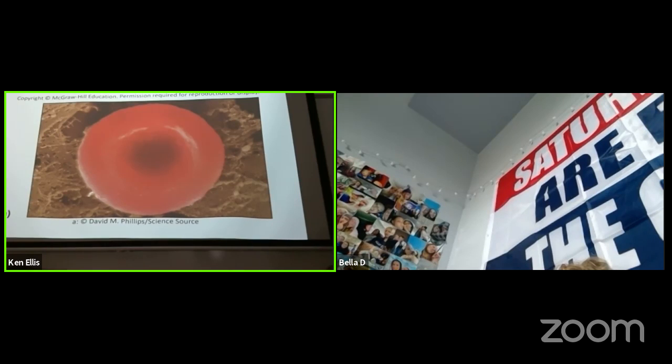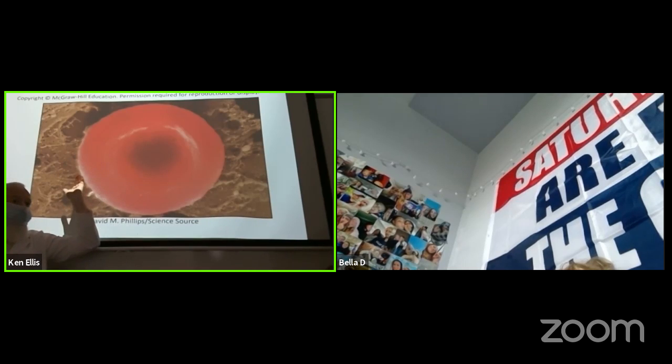Why is it a biconcave disc? Is that why you're asking? Yeah, like what makes it bi? It is. So you see a dimple here on one side, but we can't see the other side. Oh. The other side is also dimpled. That's why it's a biconcave disc.